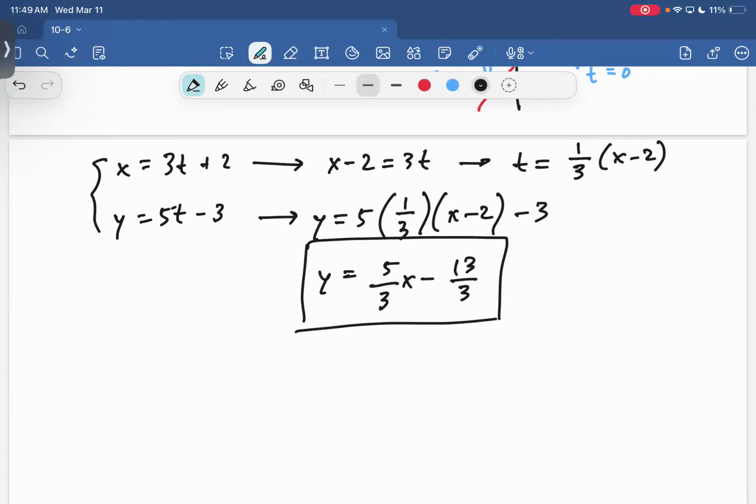Okay, and indeed, we have a line, right? So that confirms the graph that we just created. This is a line with slope 5/3 and y-intercept -13/3. Okay, so there are two ways of graphing it. You can either first take the parametric equation and just plug in different values of t and then just connect the dots, or you can first convert it into a normal equation and then infer how the graph should look based on that equation.